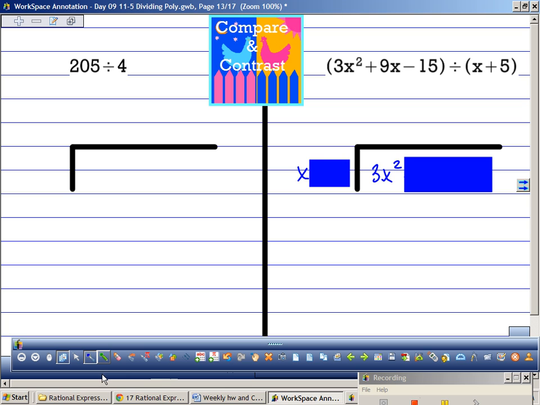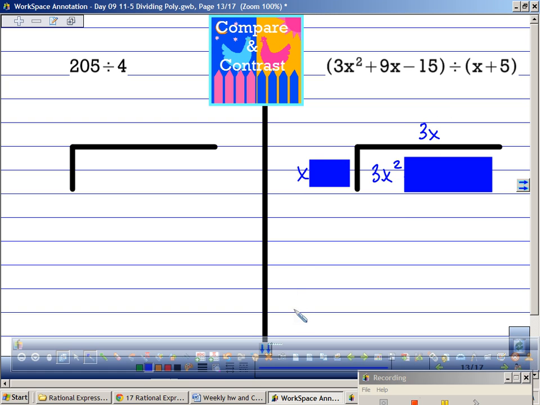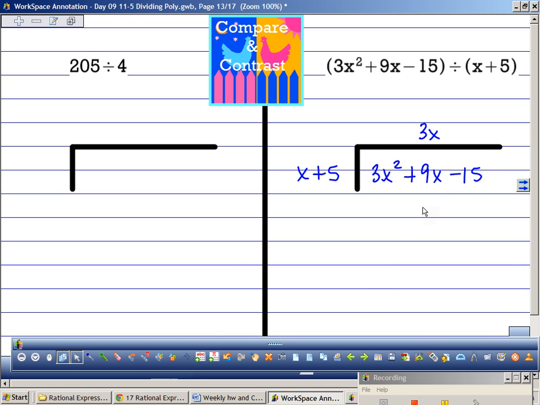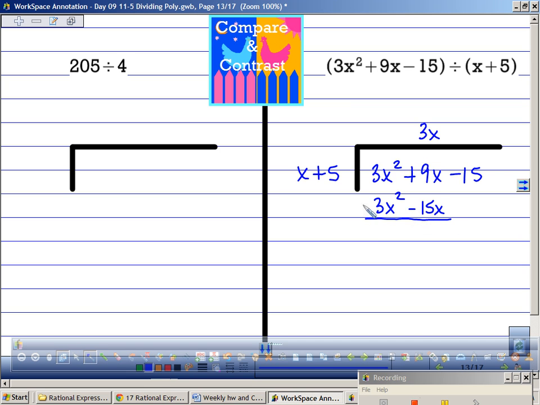Awesome. Why is there so much talking? Okay, Levi, how many times? X times what makes 3x squared? 3x. And what am I going to multiply first? I've got to multiply 3x times x plus 5. You usually multiply the ones place first, correct? So 3x times 5 is 15x. And 3x times x is 3x squared. Draw the line. Change the sign.